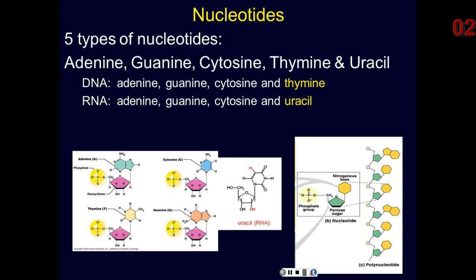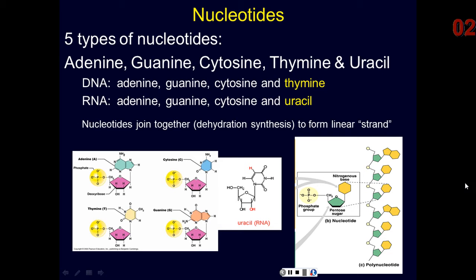To form a polymer of nucleotides, we take the nucleotides. Let's look at this illustration in the bottom right. We are going to bond the nucleotides together to form a linear strand. Notice that the pentose sugar is in green, the nitrogen base here is in the yellow color, and you'll see the phosphate there to the side of the sugar.